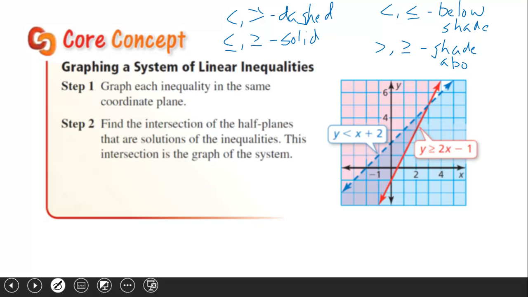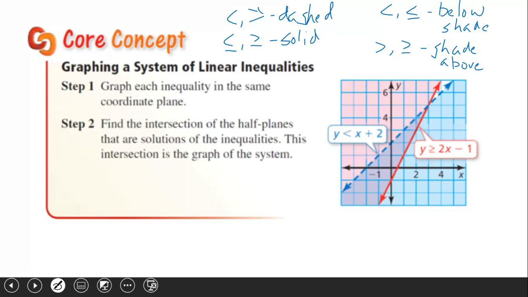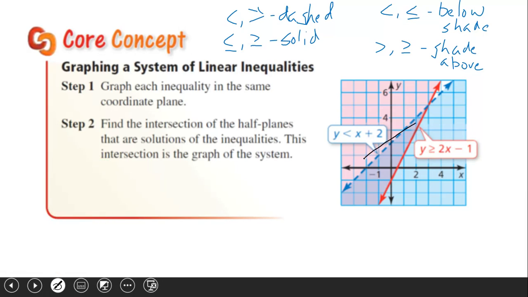Our solution sets, similar to when we were just graphing a single linear inequality, are going to be a shaded region. It's the double shaded region, that overlap. So in this particular case, this area in the purple, any point that's in this region here is a solution to that system of inequalities. So we're going to graph each inequality in the same coordinate plane, and then we're going to find that overlap shaded region, and that's going to be our solution.